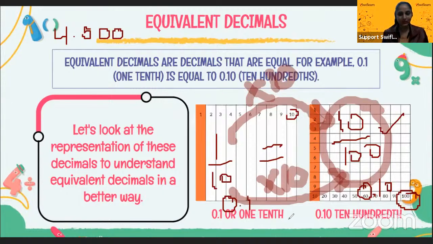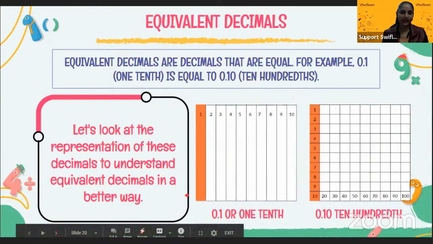Why is it so? Why have we put just 0 at the end? Because they are equivalent decimals. You just need to keep that in mind. Is everyone clear with this? Great. So let's see one more example like this.